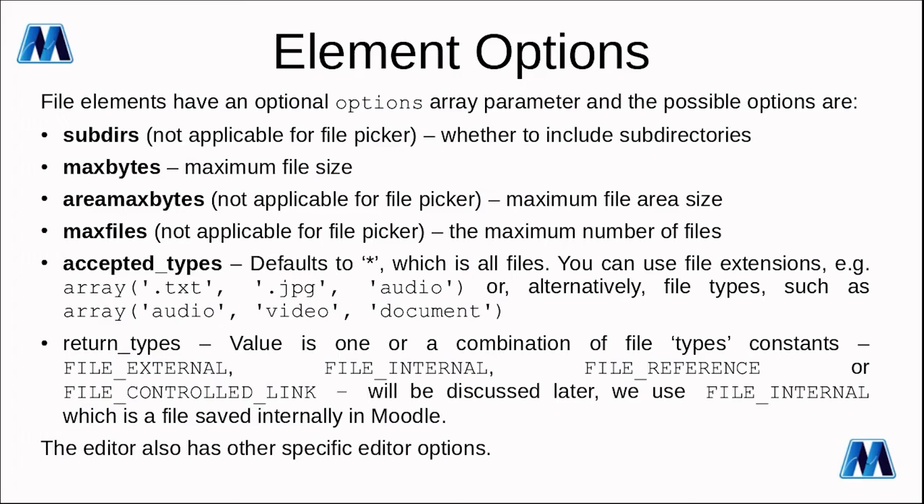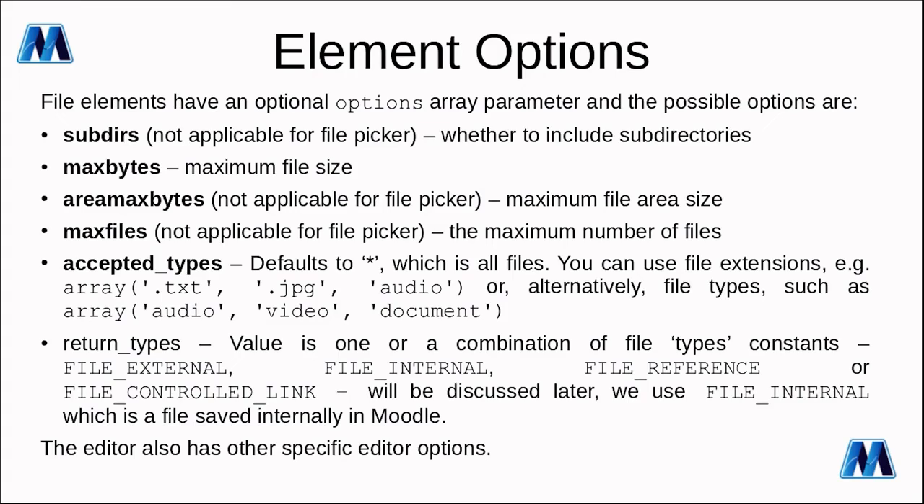Max bytes, the maximum size of the file that you will allow to be uploaded. The area's maximum bytes, again, not applicable for file picker, but that's the maximum file area size that we want for the area where we're saving our files. The maximum number of files, again, not applicable to file picker, but the maximum number of files that you will allow in your particular area.